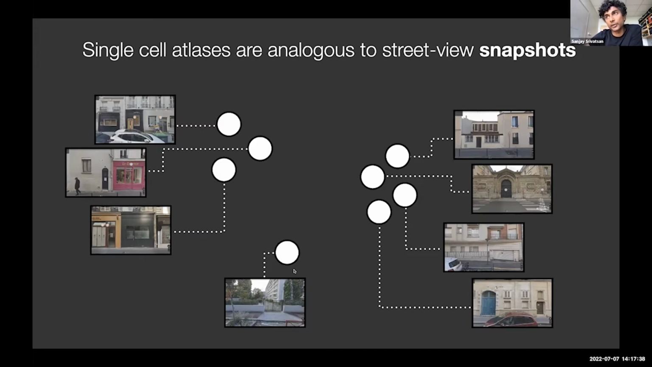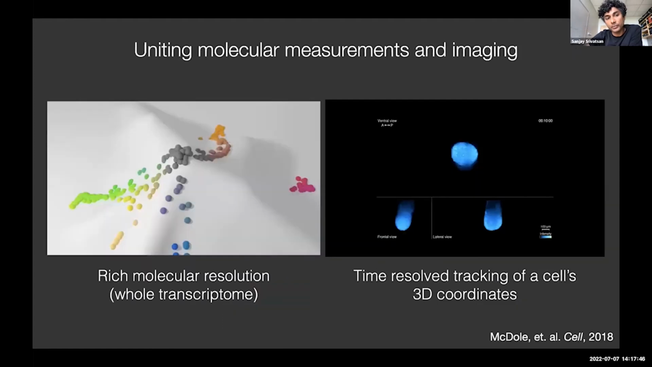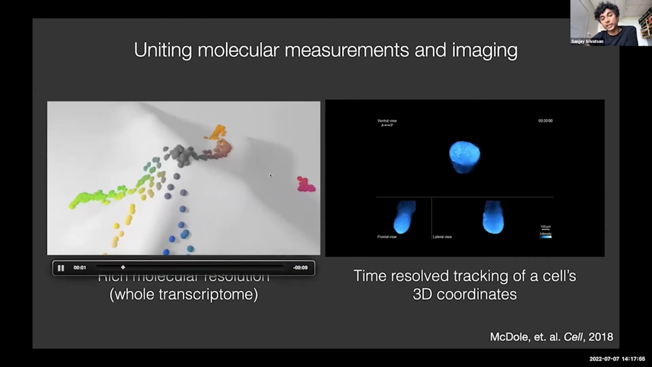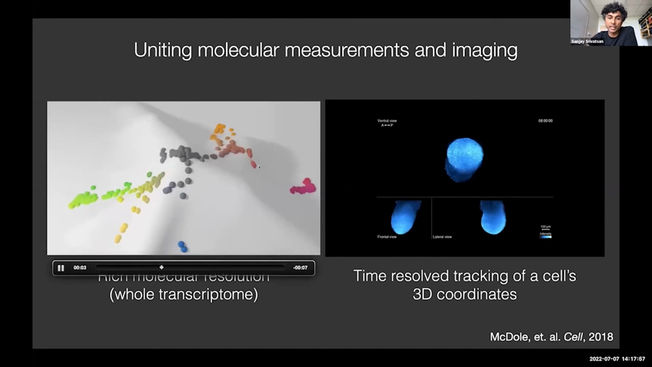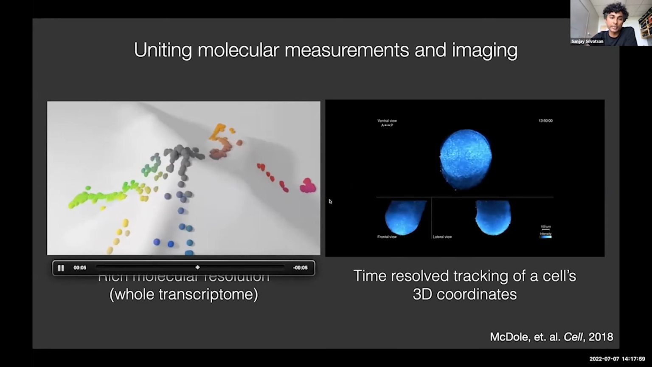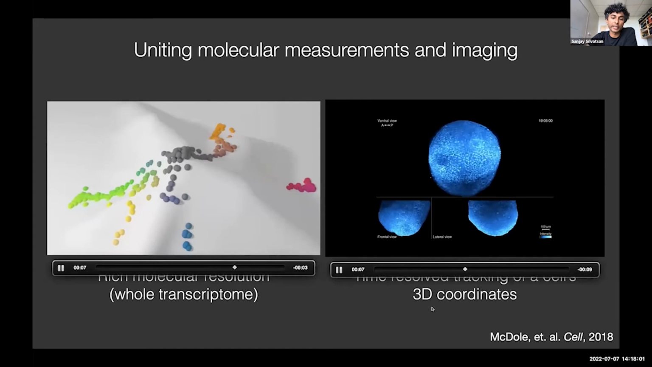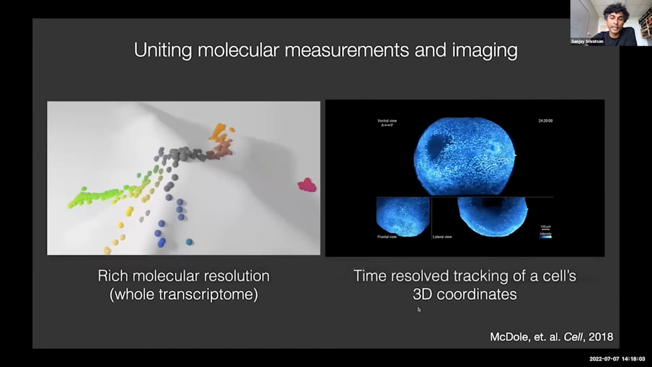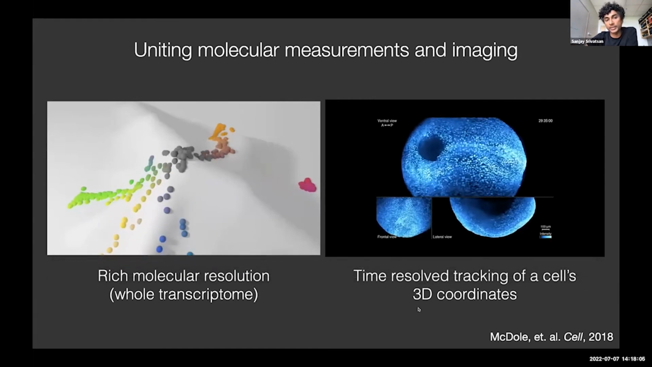And you can start to see how using similarity in transcriptome starts to break down in terms of using them as maps. And as I mentioned, what we really want to get towards is taking this rich molecular resolution, which we have on the left, which are these whole transcriptome measurements, and starting to combine them with some time-resolved tracking of a cell's 3D coordinates.